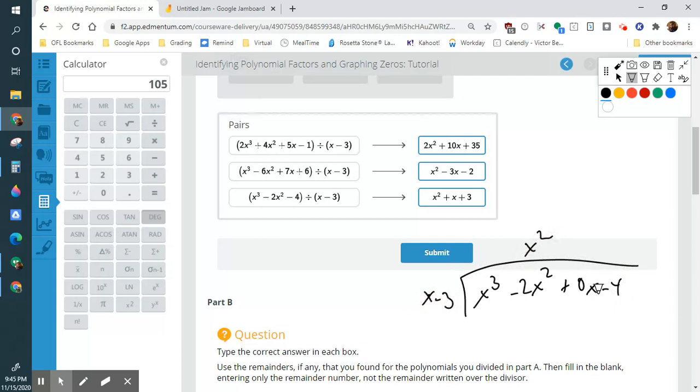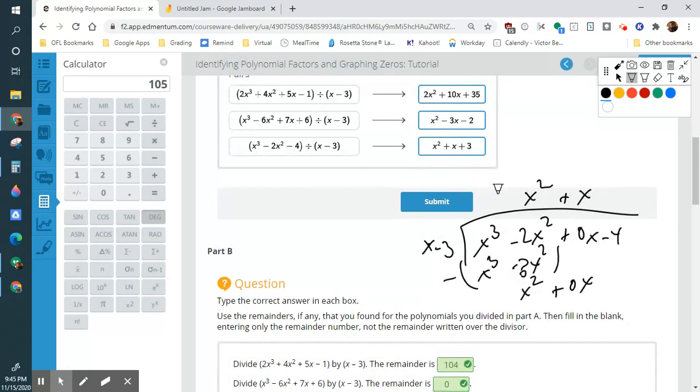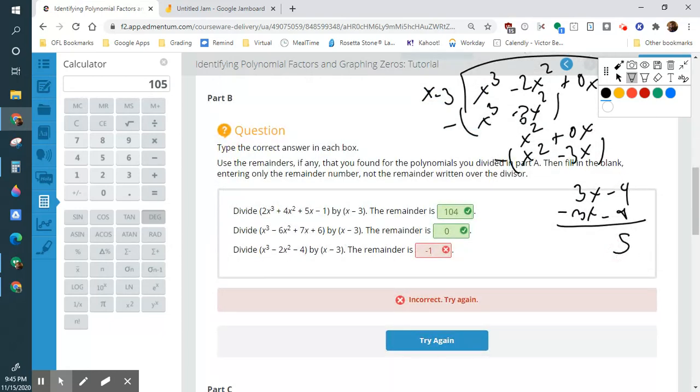So this is going to be our x squared, x cubed minus 3x squared. This turns into a positive. This is x squared plus 0x. So this is just x, obviously. This becomes x squared minus 3x. The minuses turn this into a plus 3x minus 4. So this is going to be a positive 3, 3x minus 9. Turns that into a positive 9, which makes this a positive 5.